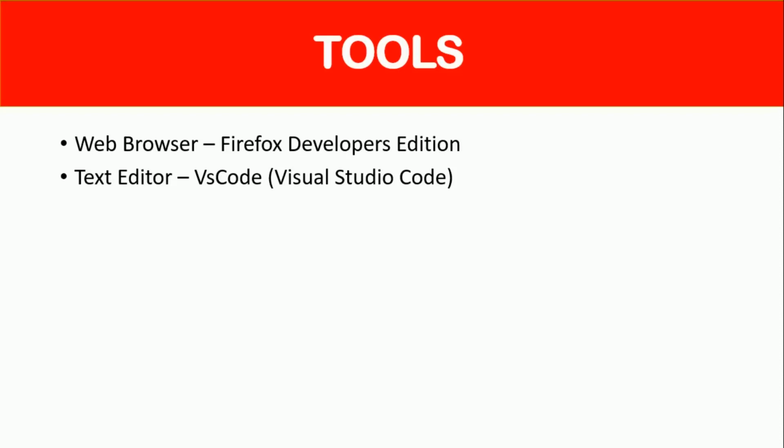So we have the web browser. From our last class we already talked about what a web browser is, and I gave you an example of some web browsers, right? So the web browser we'll be using for this course is Firefox Developer Edition, right? Then the text editor we'll be using for this course is VS Code. That's the Visual Studio Code, right?